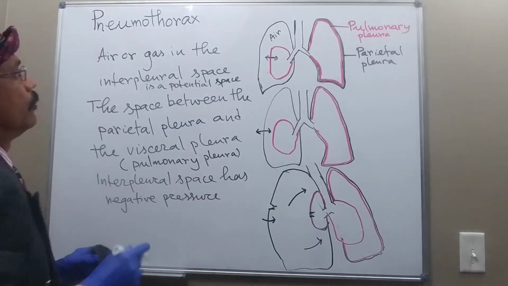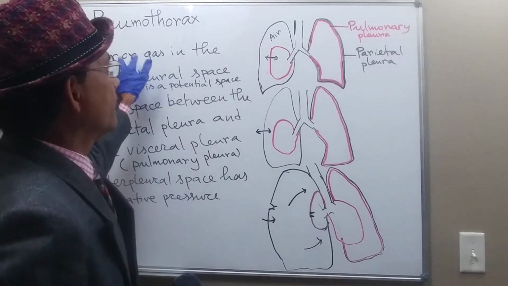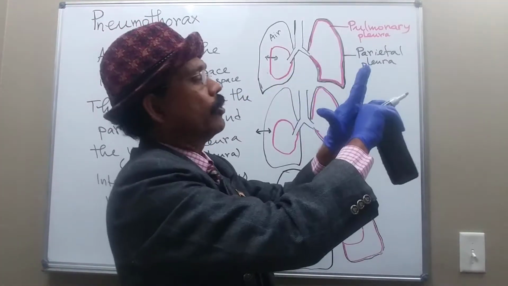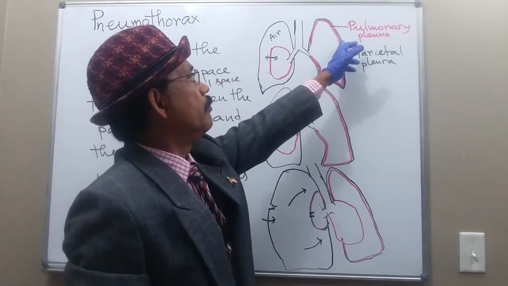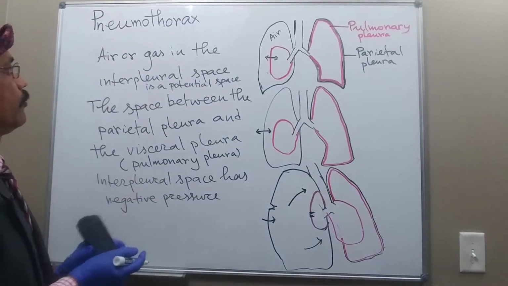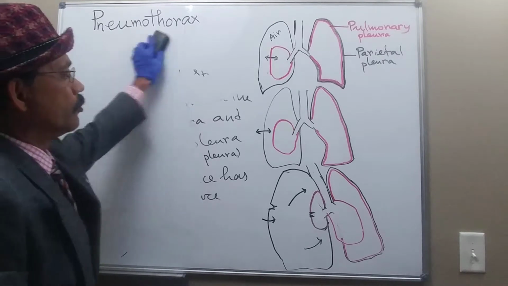Okay, so it should not contain air or gas; the two layers, red and black, are in close contact. So when air or gas enters in between them, we call it pneumothorax. Okay, so we got the definition of pneumothorax.